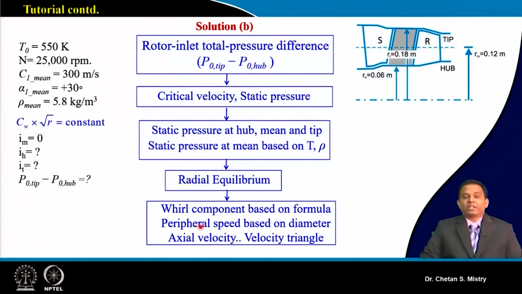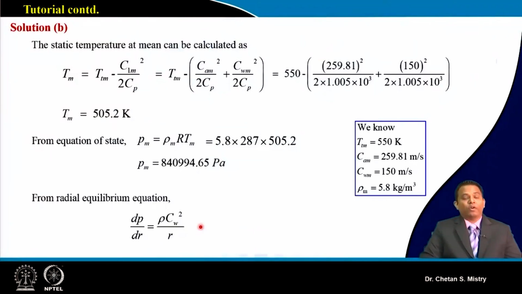As we have discussed, let's start with the solution. The very first thing we are looking for is the calculation of our critical velocity component. In order to calculate it, we must have the temperature value. At the mid station I can write my static temperature as total temperature minus C1 square by 2 Cp. If we put that in, my static temperature comes as 505.2 Kelvin.